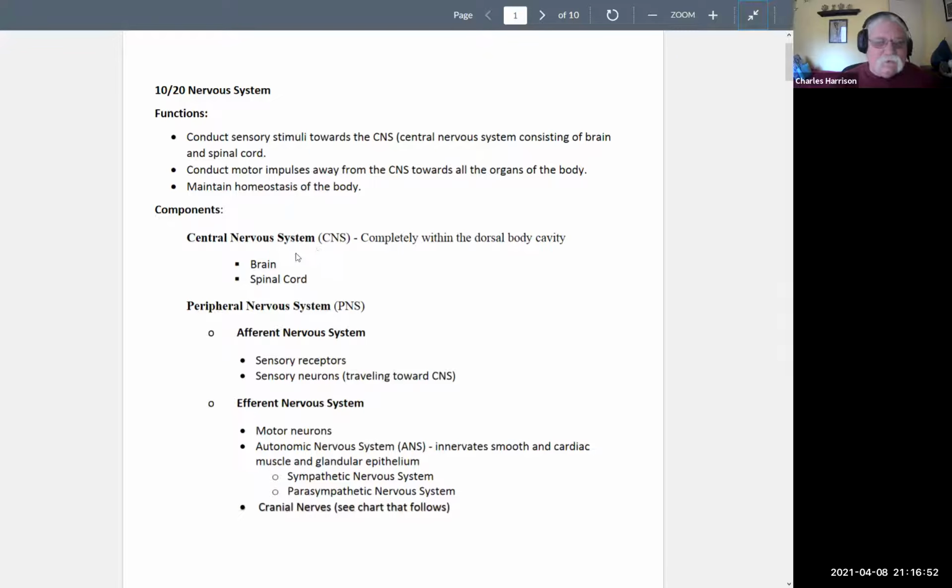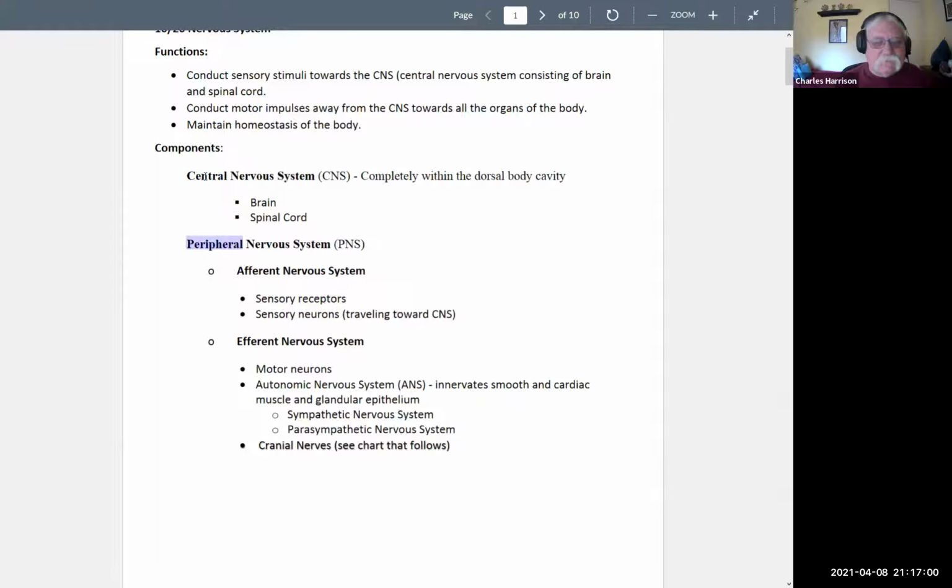The components consist of the central nervous system and peripheral nervous system. And that central nervous system, as we just said, is the brain and the spinal cord. I think I asked this on the first lecture test. The central nervous system is completely within the dorsal body cavity. There's nothing else in what we call the dorsal body cavity but the brain and the spinal cord.